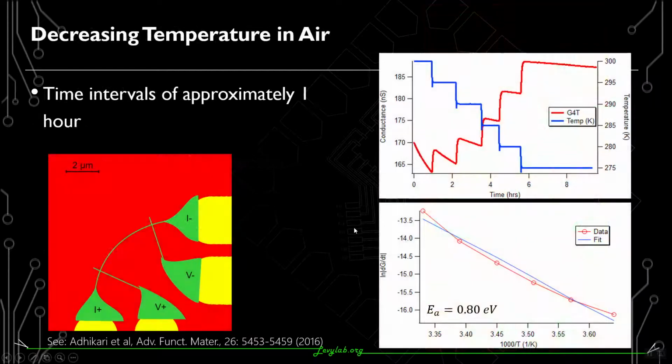For example, the first test that we did was looking at what happens if we decrease the temperature while holding the sample in air. For this, we used time intervals of approximately an hour, so we started at 300 Kelvin and then held the temperature fixed for approximately an hour, after which time we decreased the temperature by 5 Kelvin, allowed the sample to reach equilibrium, and then again rested for another hour. We continued this the whole way down to 275 Kelvin.